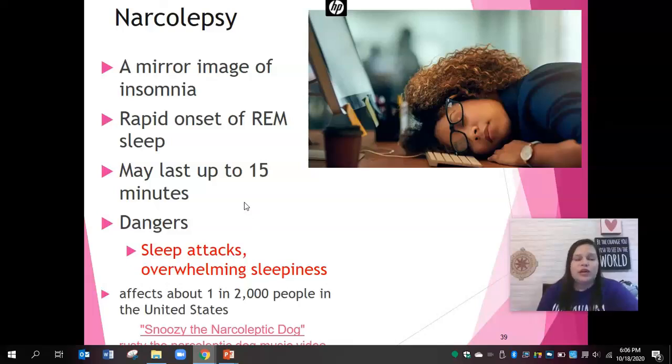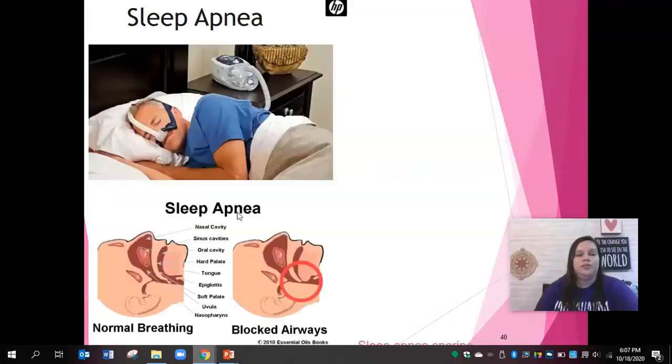It affects about 1 in 2,000 people in the US. A lot of people think that it's underdiagnosed, that people who have this overwhelming sleepiness are narcoleptic, but they're not diagnosed. In Japan, it's something like 1 in 600. So that's why a lot of people think it's not diagnosed correctly here.